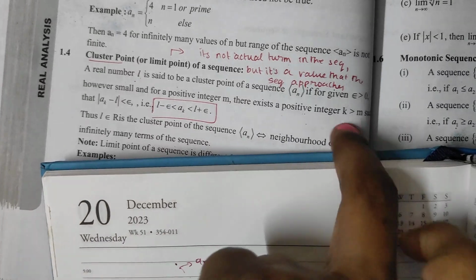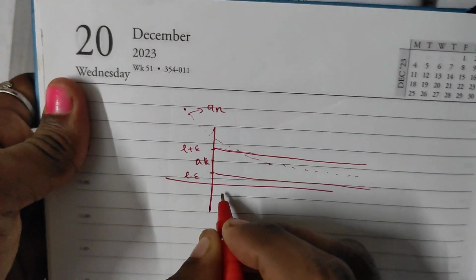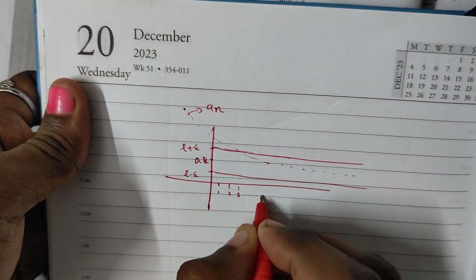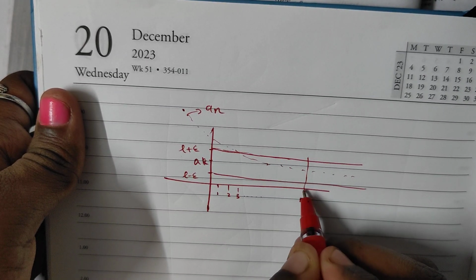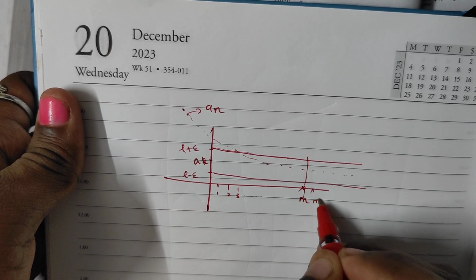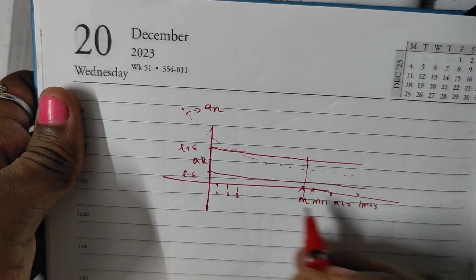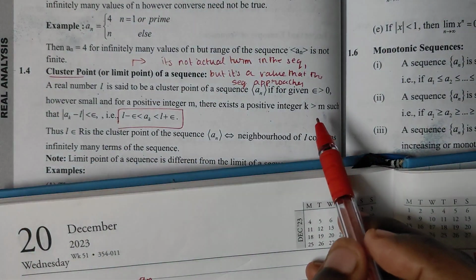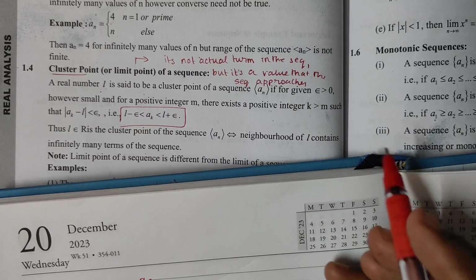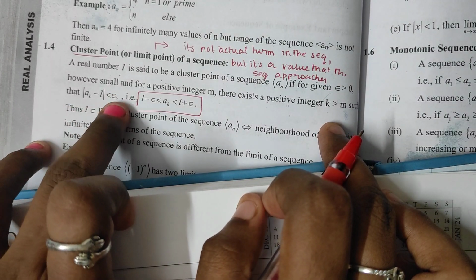Then what they are telling is that there is one positive integer m. Just consider this as 1, 2, 3 and it goes on. At one point, consider this point as m. After that what will come? m plus 1, m plus 2, m plus 3. It goes on like that, right? What they are telling is that after a particular m, for k greater than m, what exists is ak minus L is less than epsilon.